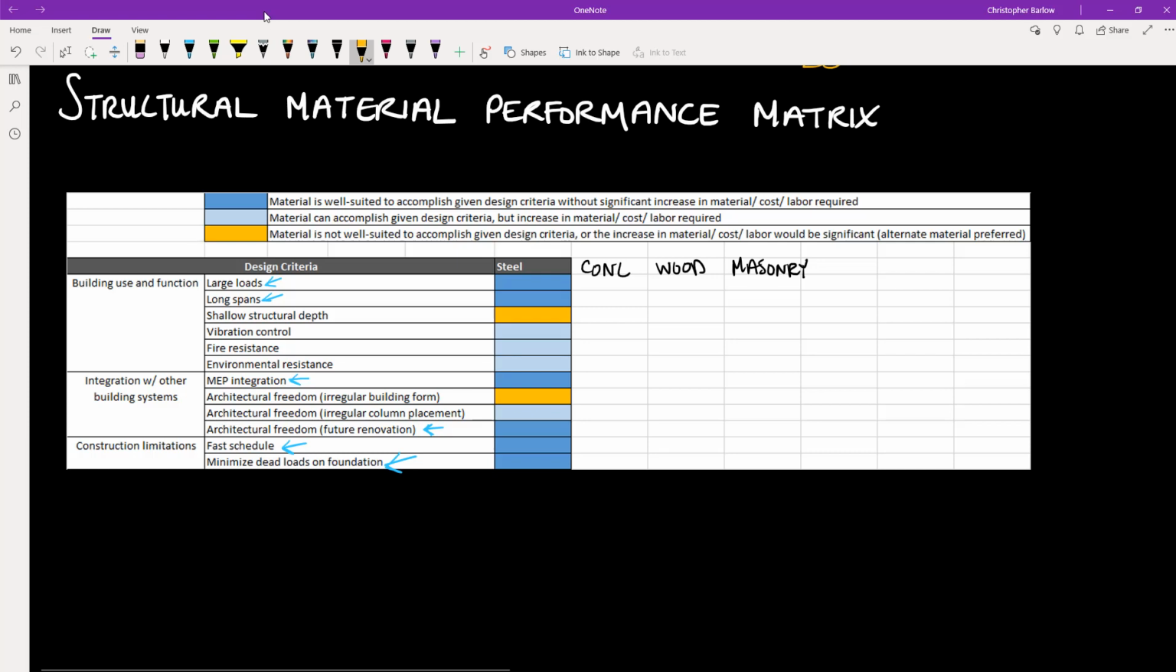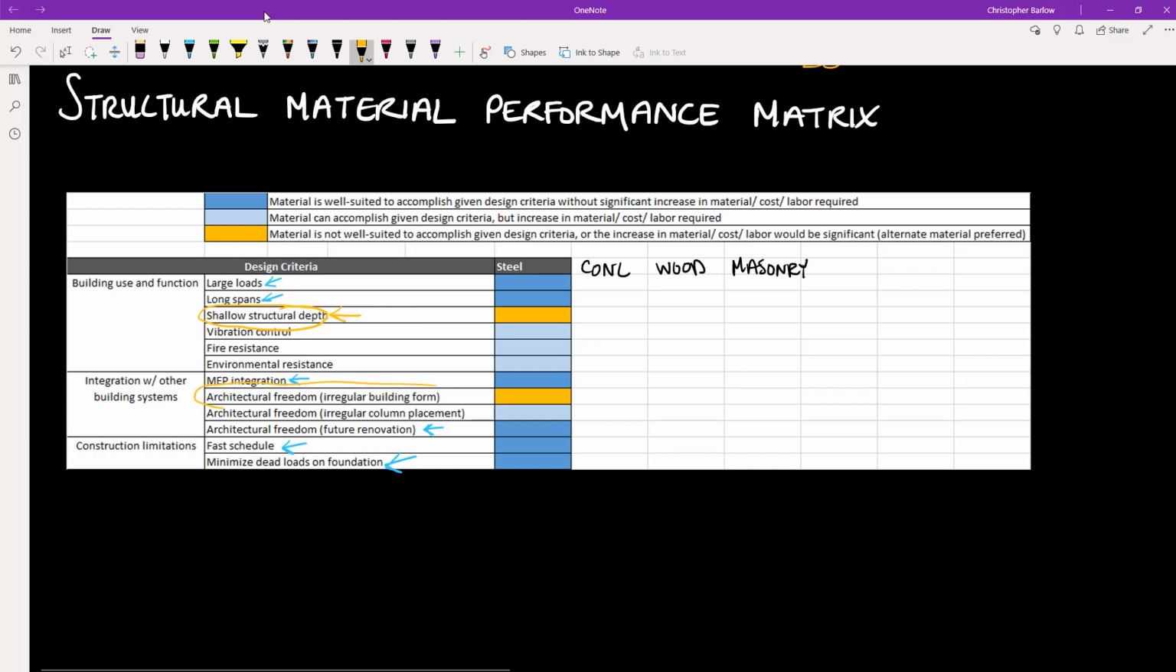Where steel falters, however, is with achieving very shallow structural depths. That isn't to say that you can't achieve structural depths that are shallow with steel. However, there is a more preferable material to accomplishing this particular design criteria. And if this design criteria happens to be your number one criteria when selecting a structural material, it would not be advisable to choose steel.